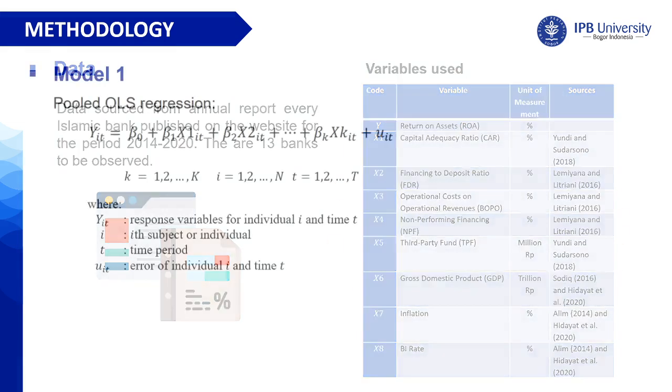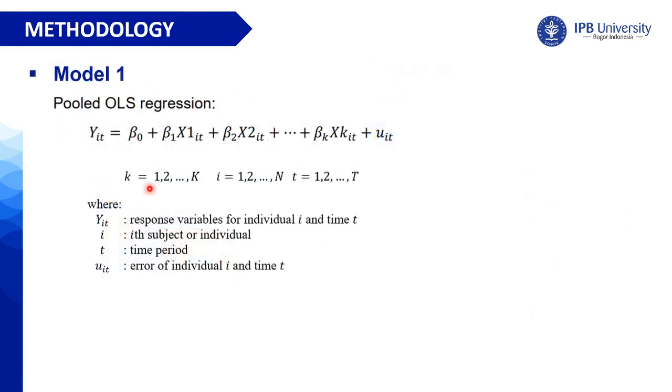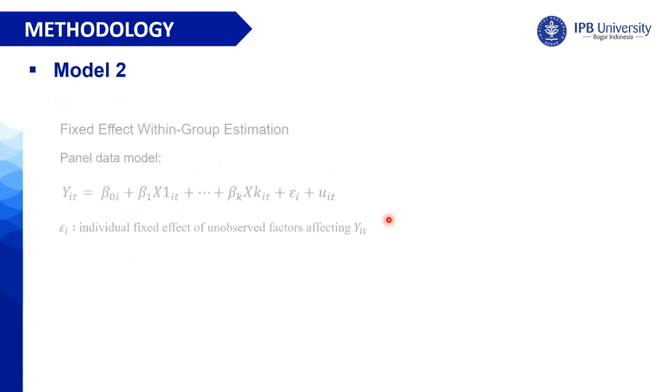The first model to be performed is pooled regression, and the equation is as follows. This method is the same as a simple linear regression model using the least squares method by combining cross-section and time series into one complete data unit, according to Agus Salim et al. in 2019. And the second model to be performed is the fixed effect model.